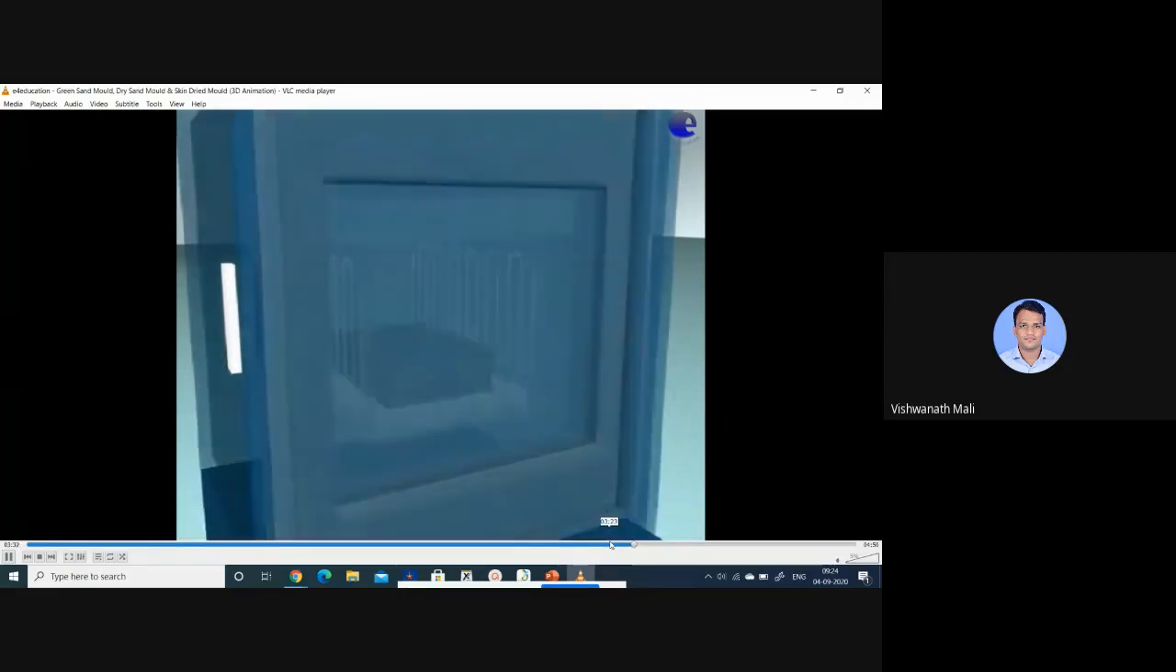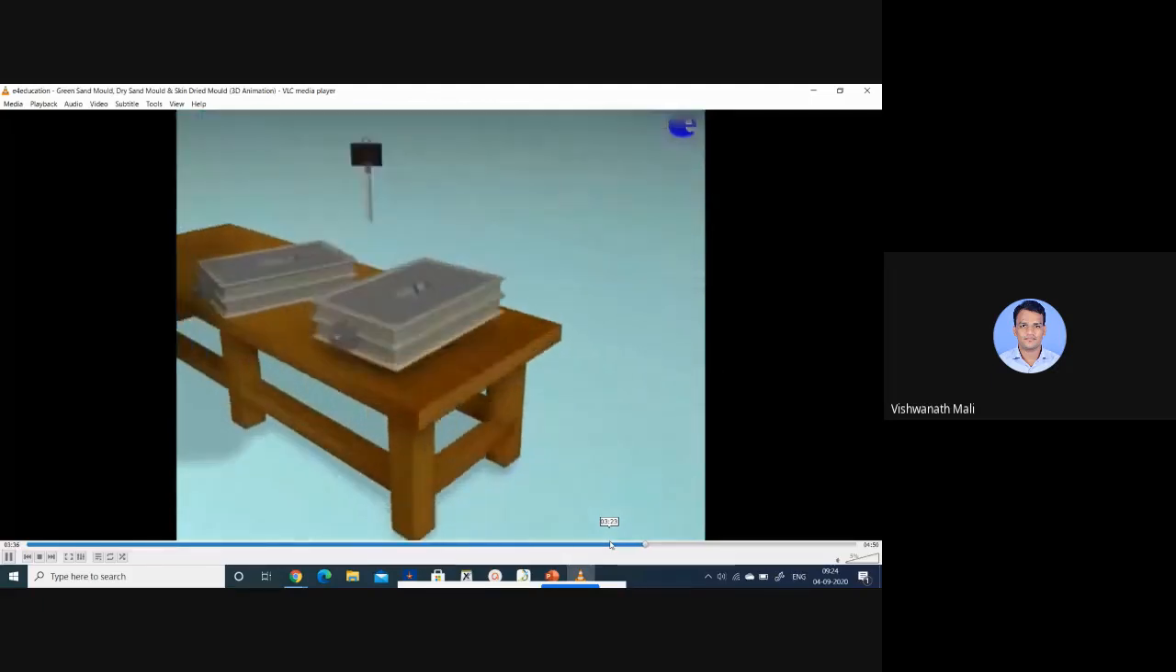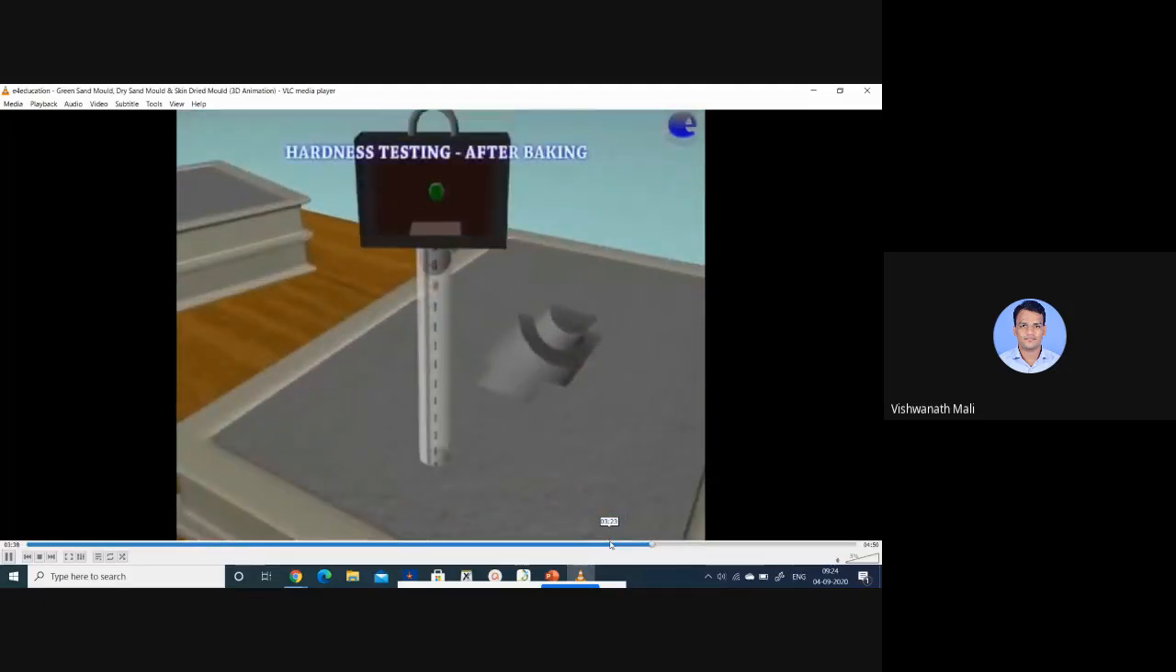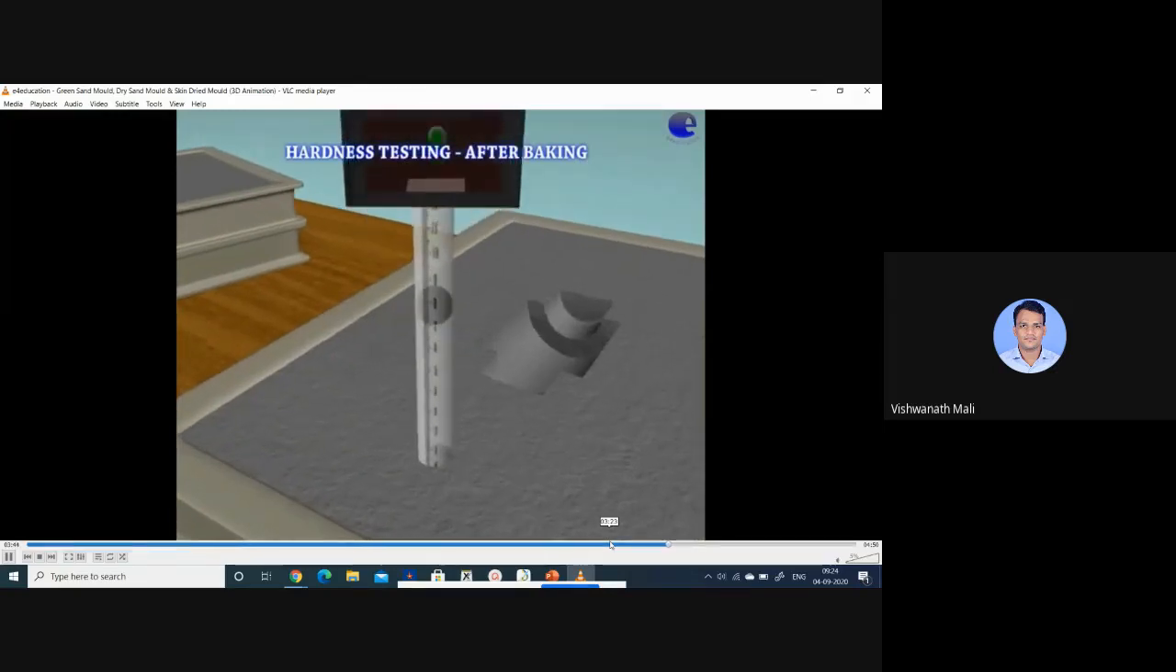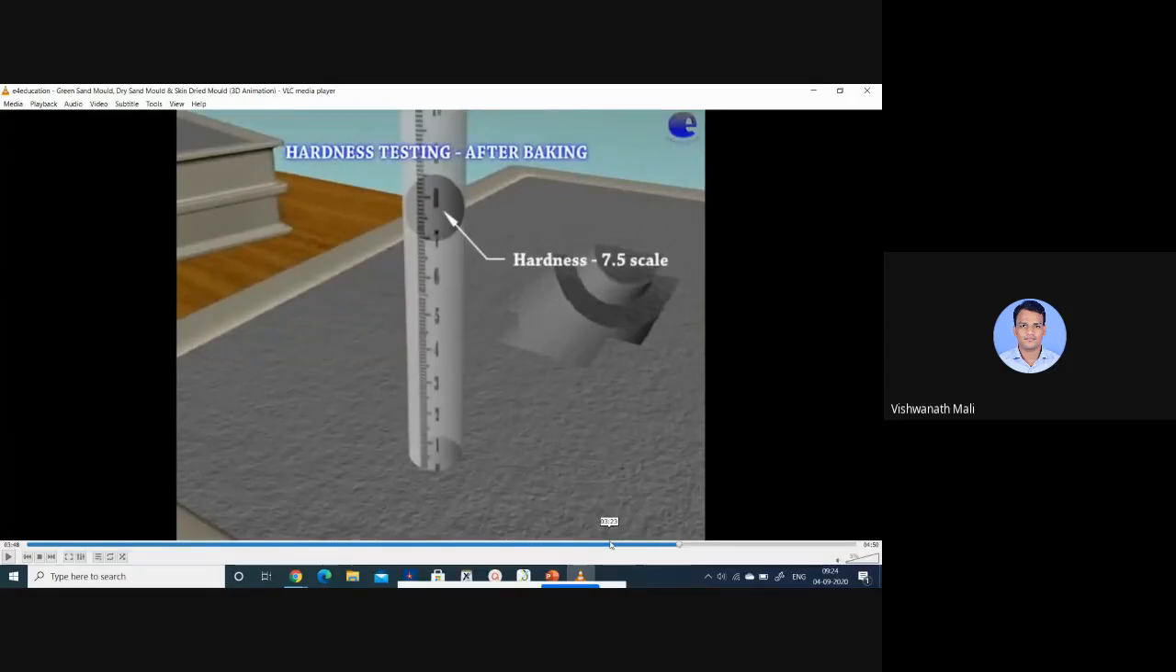Now what happens when we heat that? Whatever moisture content is there in the clay and in the water will be removed, and you get a good strength of mold. Now you can see the scale after baking. It is showing 7.5. So before baking it was 3.5 and after baking the strength is 7.5 on the scale. Now this sand after baking is called dry sand.